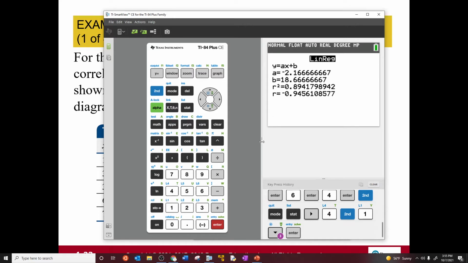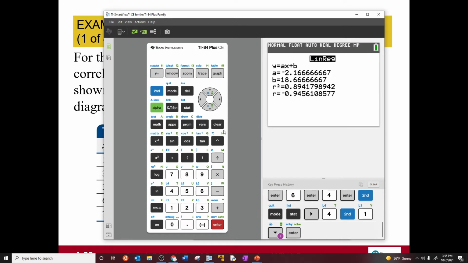Now the R is the one that we seek. Notice I have a negative and very, very strong correlation because it's almost at -1. All right, so we have -0.94. This is good. R squared has a lot of meaning as well.